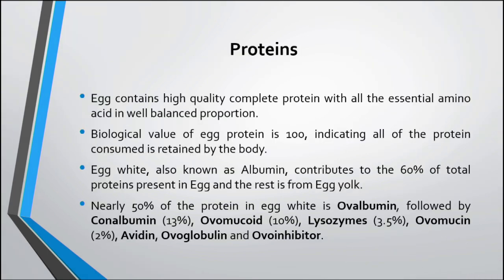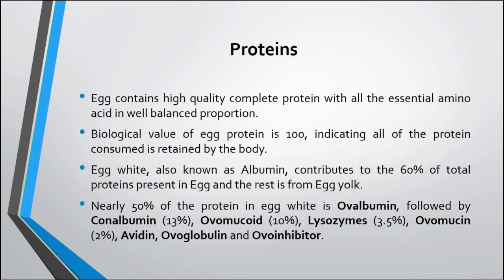The major nutrients present in egg are protein and fat. Egg protein is of high quality and complete, with all the essential amino acids in well balanced proportions. The biological value of egg protein is 100%, indicating all the protein consumed is retained by the body. Egg white, also known as albumin, contributes 60% of the total protein present in egg and the rest is from the egg yolk. Nearly 50% of the protein in egg white is ovalbumin, followed by conalbumin.